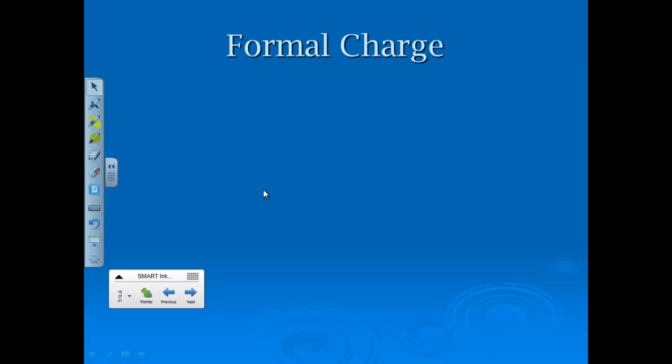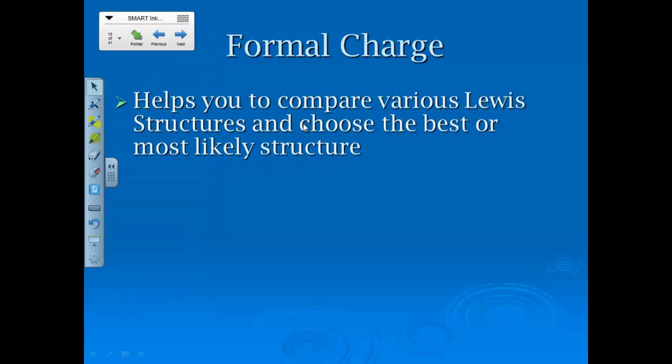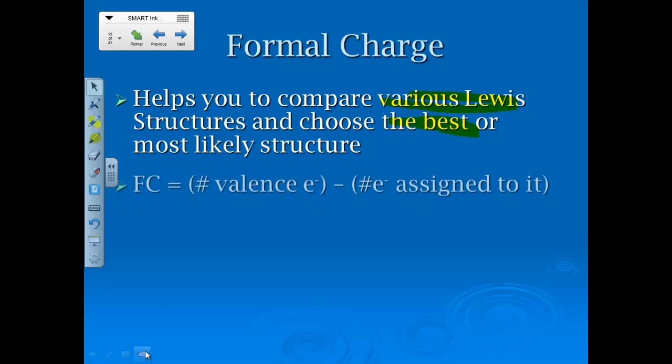Okay, now we got to get through the rest of this section where we're going to talk about what's called formal charge, and then we also are going to talk about some of the geometry things. Now, what formal charge helps us do is compare various Lewis structures and figure out which one is the best. And this is an add-on. We did not do this last year.